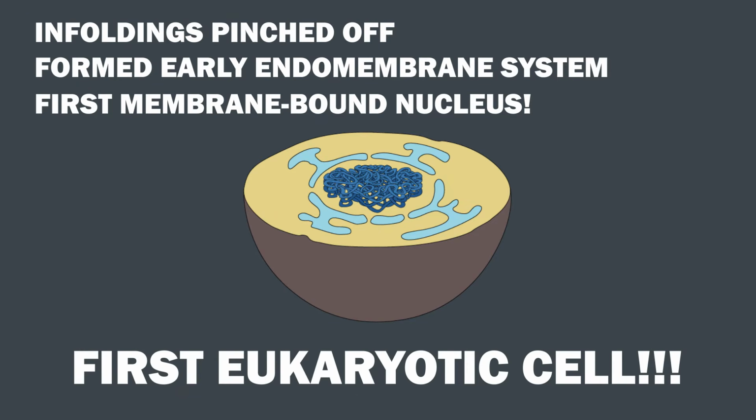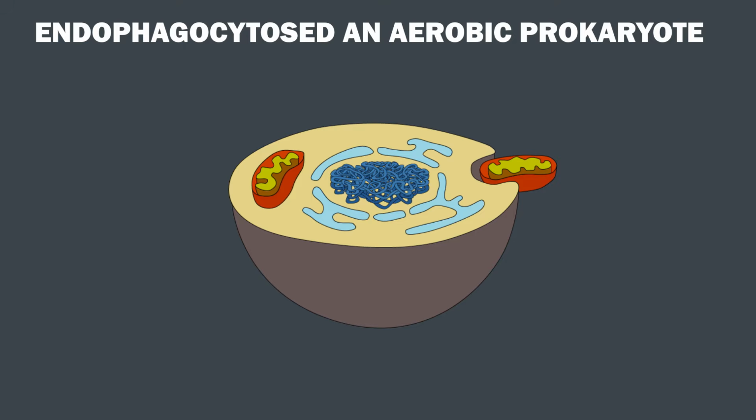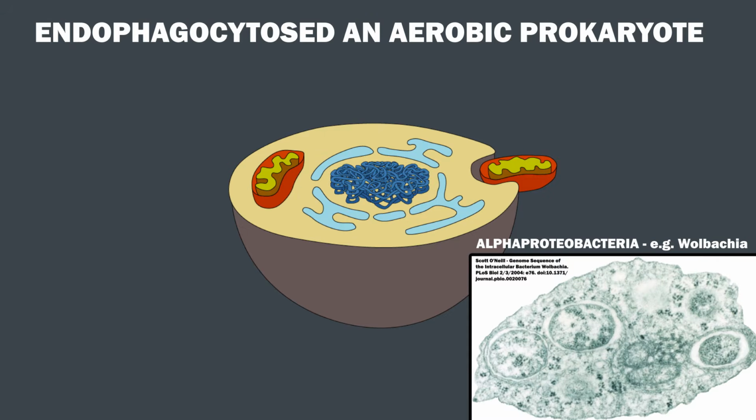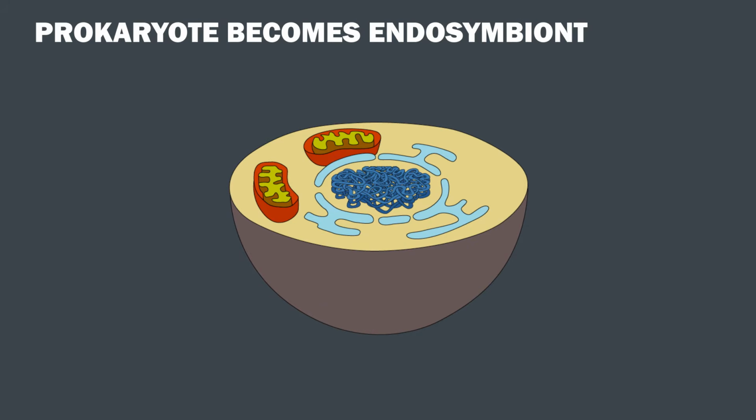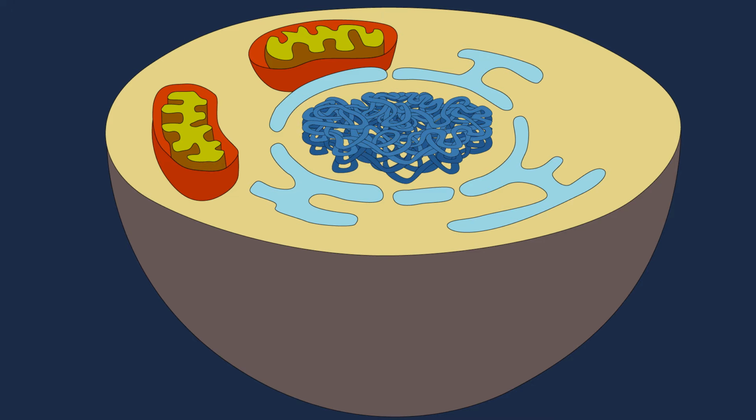This eukaryotic cell endophagocytosed an aerobic, or oxygen-using, prokaryotic cell, which may have been prey or a parasite. Genomic sequencing of cells today indicates that this prokaryote was from a group of bacteria called the alpha proteobacteria. In any case, this cell avoids digestion and becomes an endosymbiont. In other words, a cell living within another cell. Funnily enough, this endosymbiont became useful to the eukaryote.